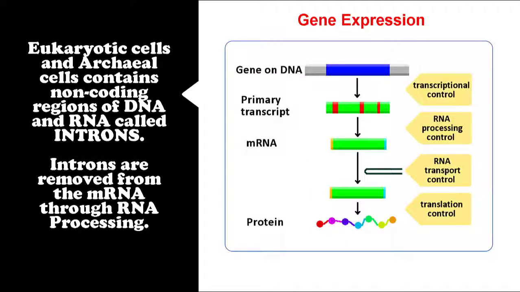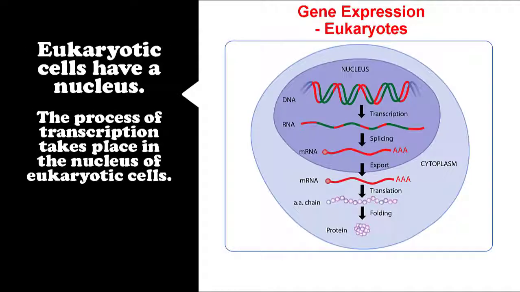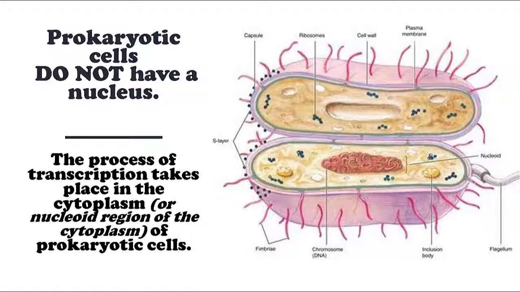Eukaryotic cells and archaeal cells contain non-coding regions of DNA and RNA called introns. These introns are removed from the mRNA through RNA processing. Also, remember that eukaryotic cells have a nucleus. This means that the process of transcription will take place in the nucleus of eukaryotic cells. Prokaryotic cells do not have a nucleus, so the process of transcription will take place in the cytoplasm or the nucleoid region of the cytoplasm in prokaryotic cells.